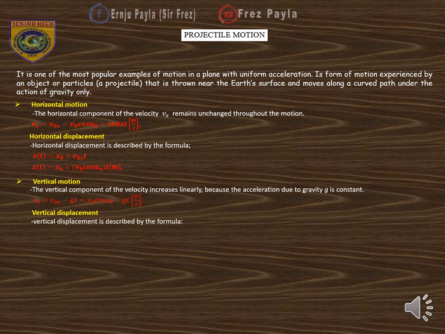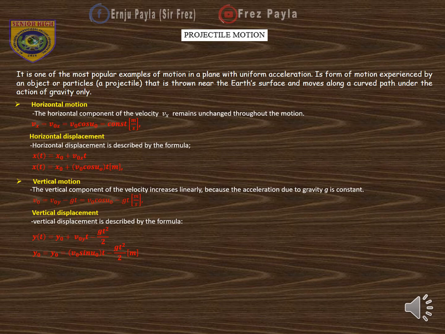So vertical displacement naman is described by the formula y of t is equal to y sub 0 plus v sub 0y multiplied by t minus gt squared over 2. Or y of t is equal to y sub 0 plus v sub 0 sine theta sub 0 multiplied by t minus gt squared over 2. So the unit is meter din siya kasi displacement.